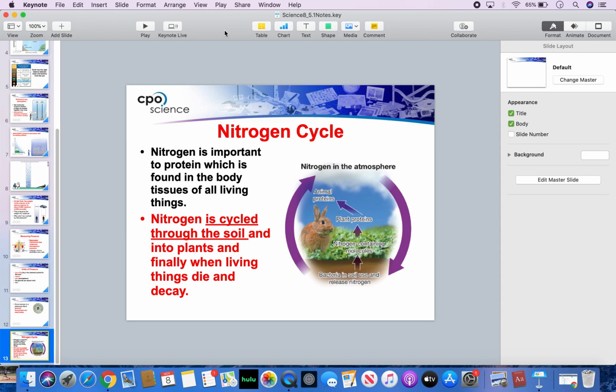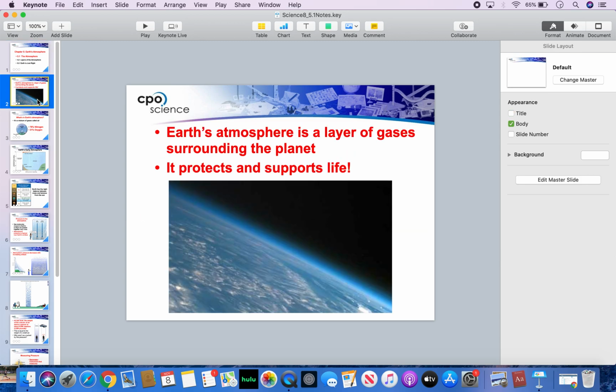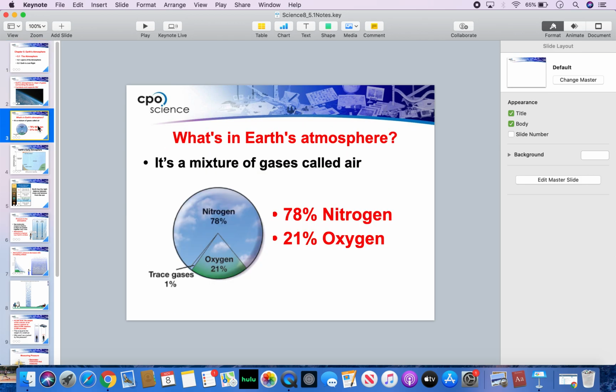Okay, so that is 5.1, kind of just an introduction to our atmosphere. It's important, it helps protect us, and it's made of 78% nitrogen and 21% oxygen.